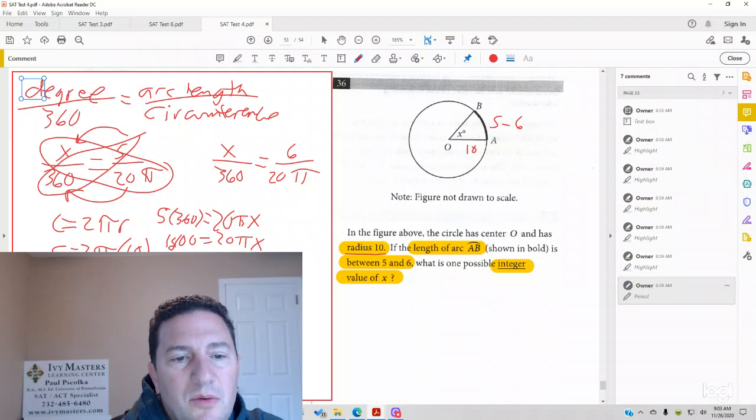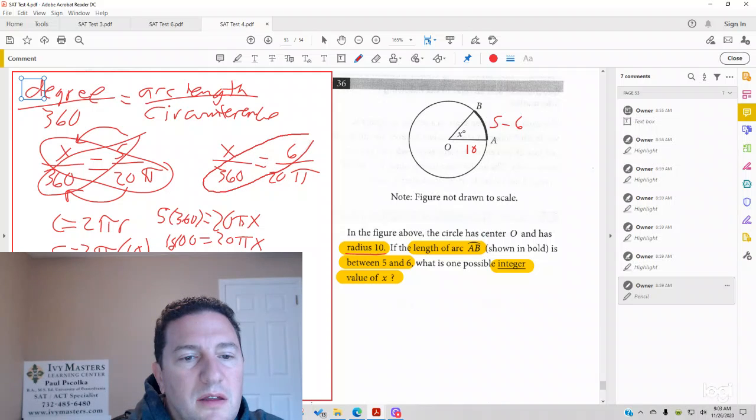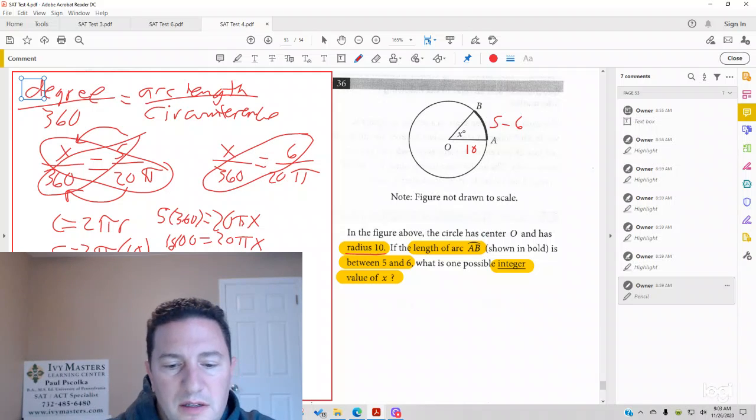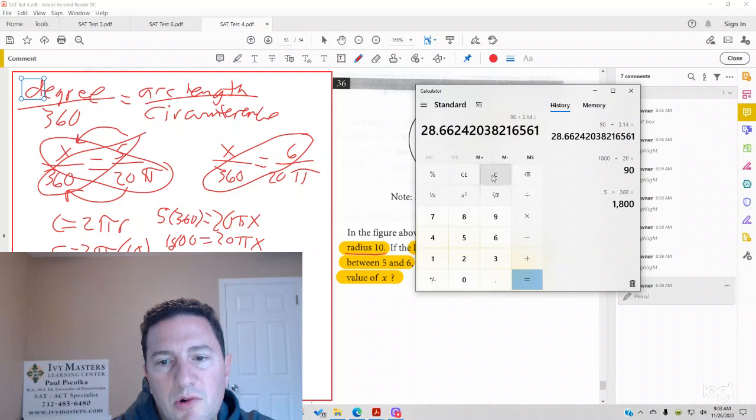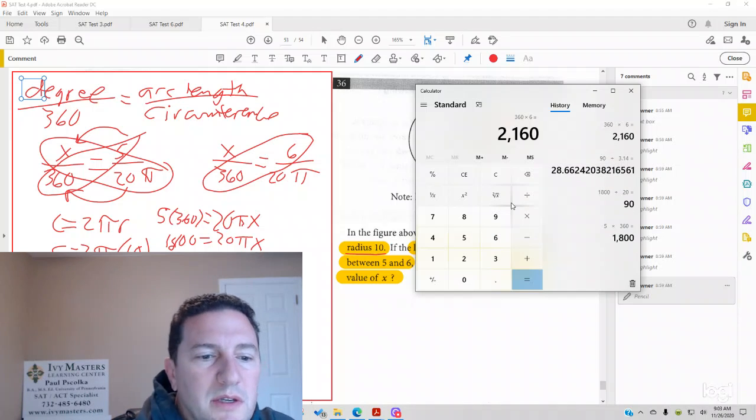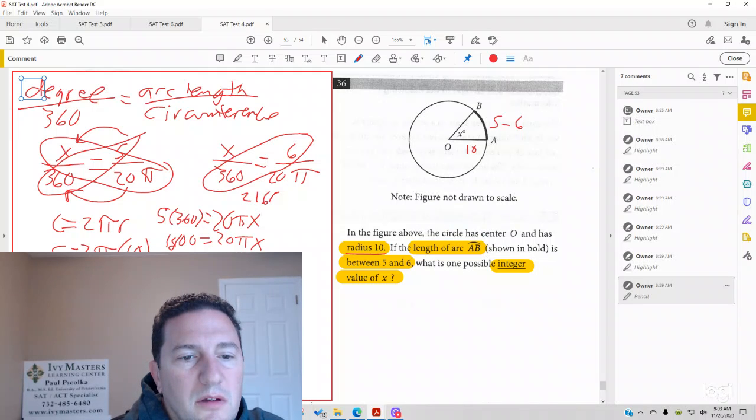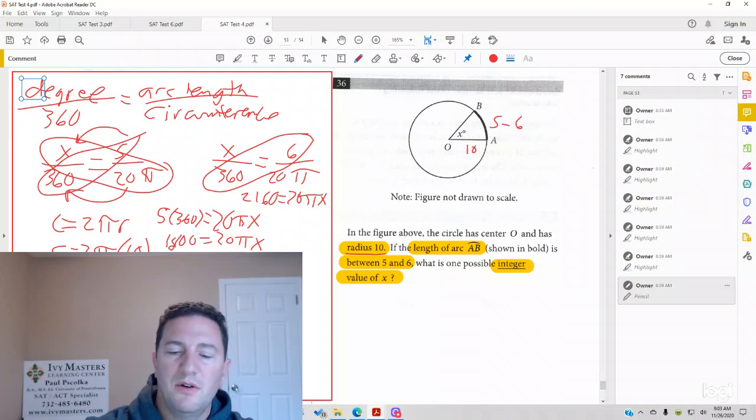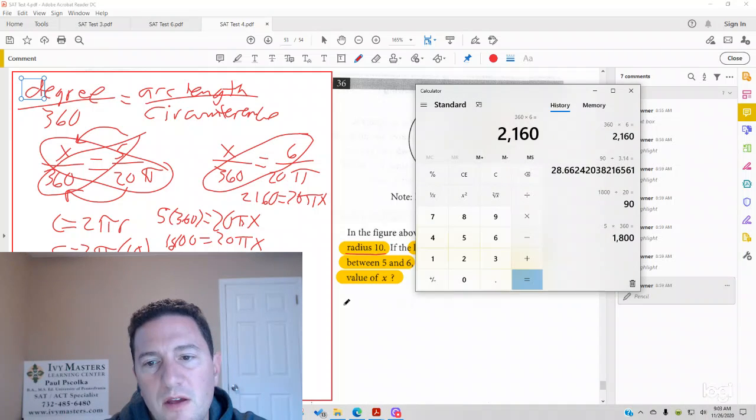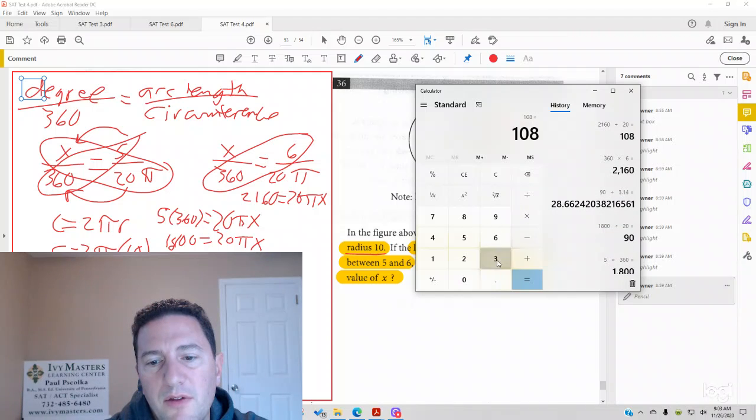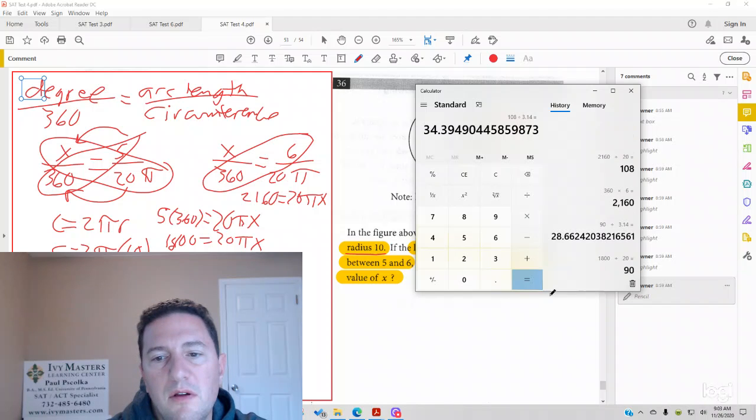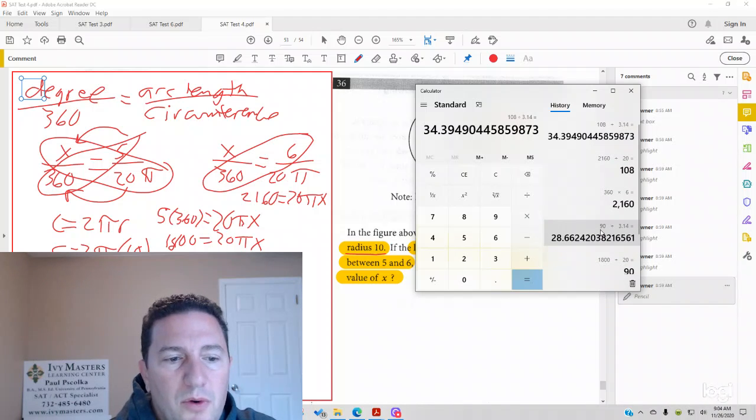So let's see the other one. If I multiplied 360 by 6, let's see what we get. We get 2160 equals 20 pi x. Now we're going to take that 2160, we're going to divide it by 20, and then divide it by our 3.14. And we wind up with 34.4.